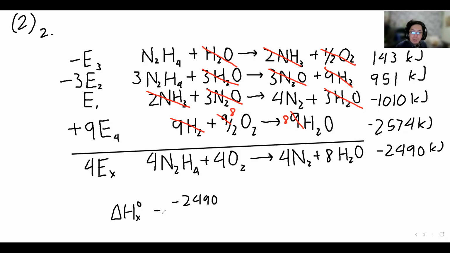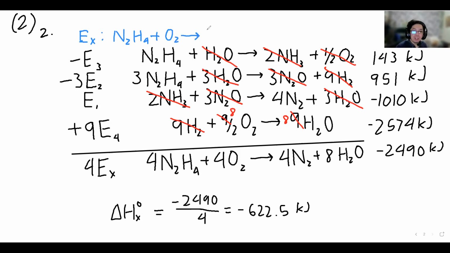Okay, so your target equation is N2H4 plus O2 forming N2 and H2O. So it's multiplied by 4. So there, you have a final answer. What's your final answer? Negative 622.5 kilojoules. Okay. So that is your target equation. Wow, this is a different answer from mine. I used fractions, yeah, purely fractions as my multipliers.